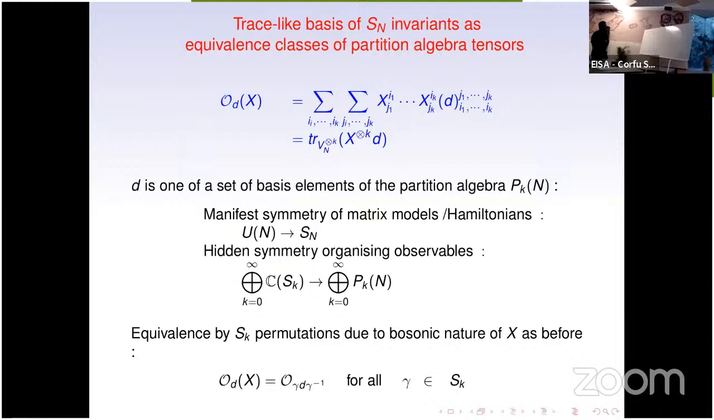So you're going to look at this SK. The group algebra of SK will be a subalgebra of this guy. And you can define this kind of equivalence. And more precisely, we are interested in partition algebra elements subject to this equivalence. So basically, how you think about UN invariants generalizes nicely in this way.